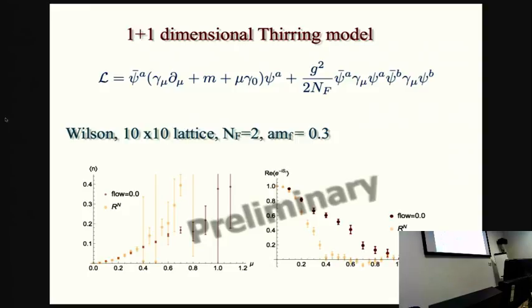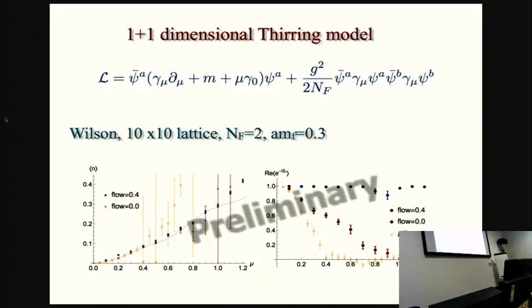So what you do is start there, and you flow a little. Not a lot. You don't want to be too close to the thimbles. Just a little. And that's what you get. The sign problem is gone, and you get smaller error bars throughout the region.